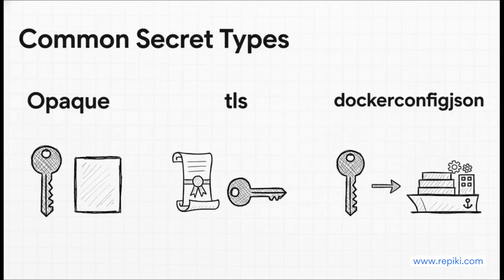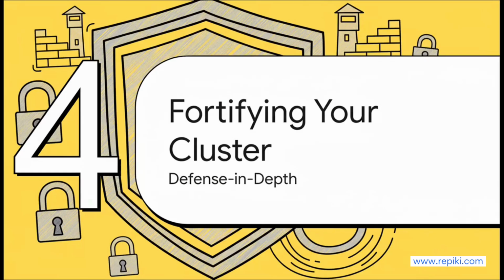It's also good to know that Kubernetes has a few built-in types to help you organize your secrets. Opaque is just the generic default one, but you also have specific types for TLS certificates and for Docker registry credentials. Using the right type can help other parts of the system, like an ingress controller, know exactly what to do with that data. Okay, so we've covered how your app should consume secrets.